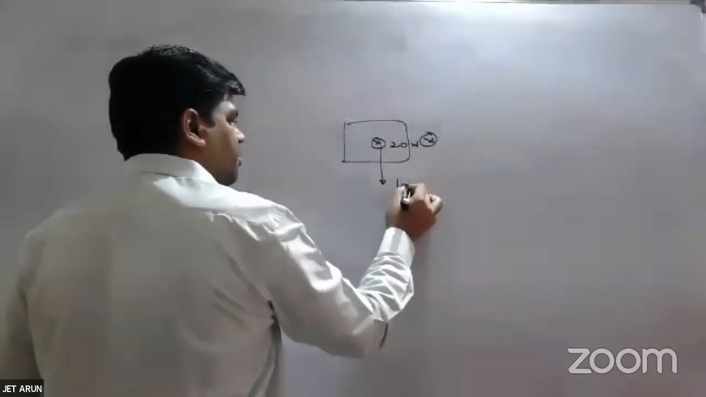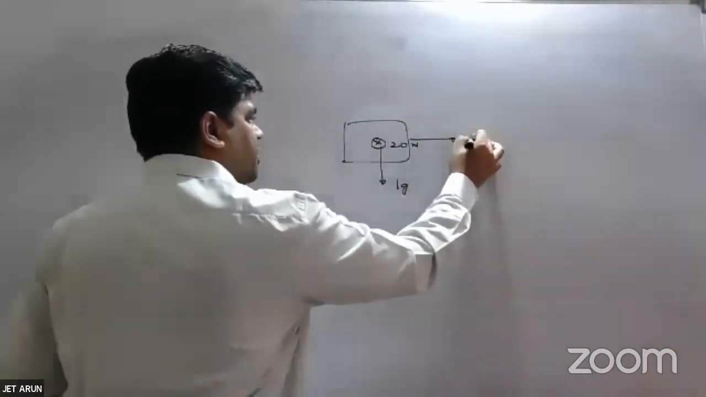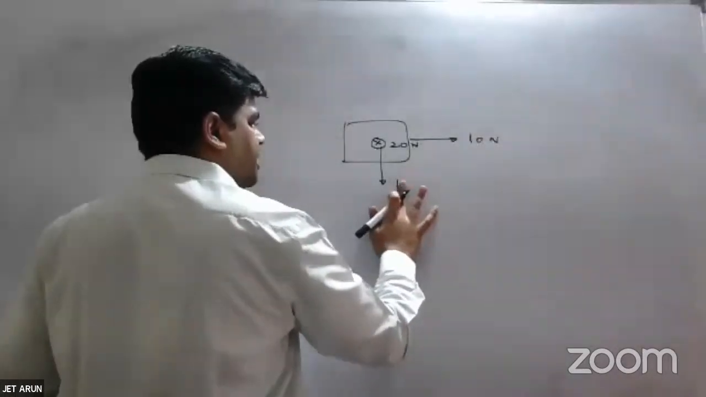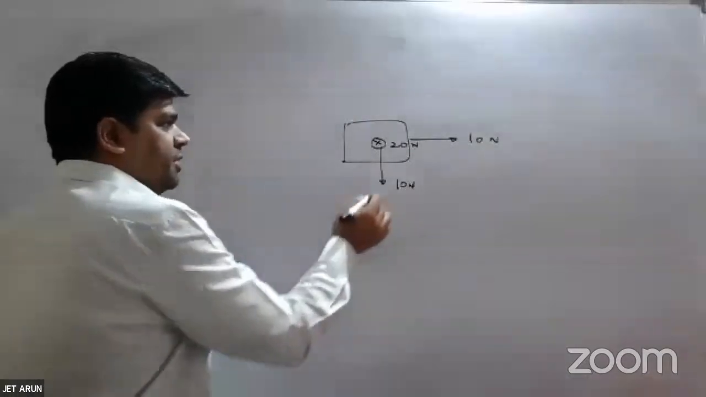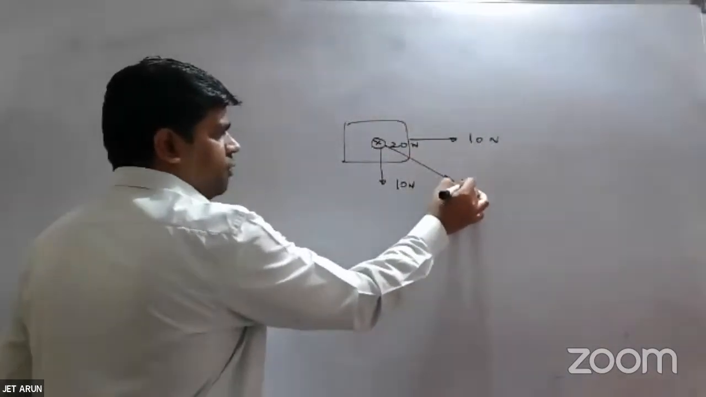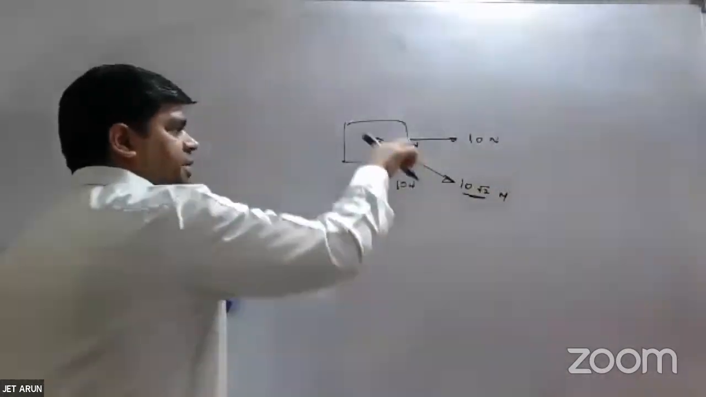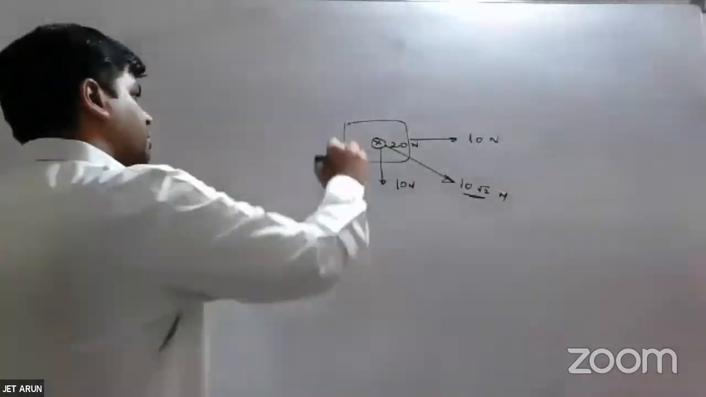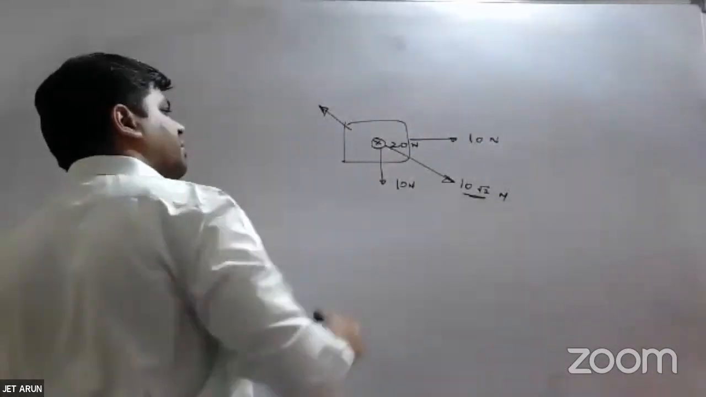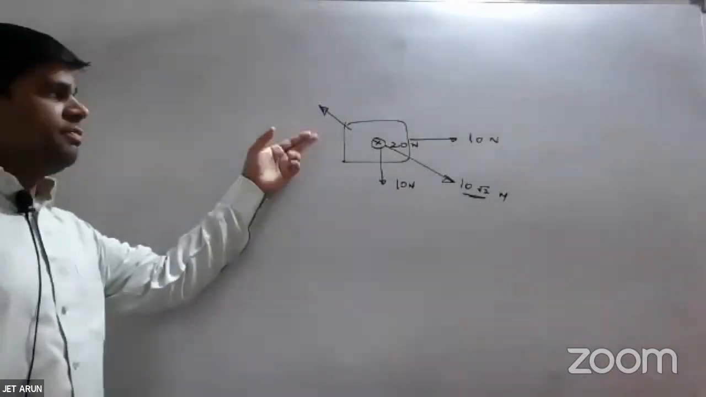mg acting, 1g. One force applied, 10 Newton. This 1g I'll write as 10 Newton itself. So the net force applied is 10 root 2 Newton. So it will have a tendency to move in this direction if the surface were smooth. So friction will act in this direction. Now, how much friction will act? I have to determine the limiting value of the friction.